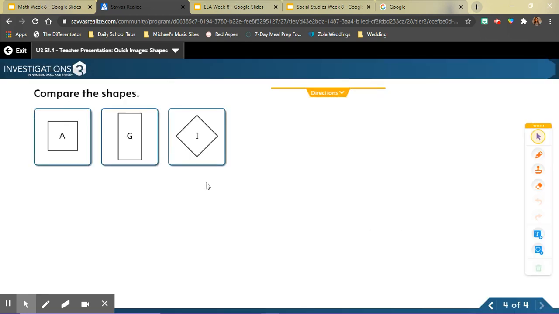It says compare the shapes. What do you see that is the same between all three shapes? I see that they all have four sides and four vertices. What do you see that's different about the shapes? Think about what you see that's different about the shapes.